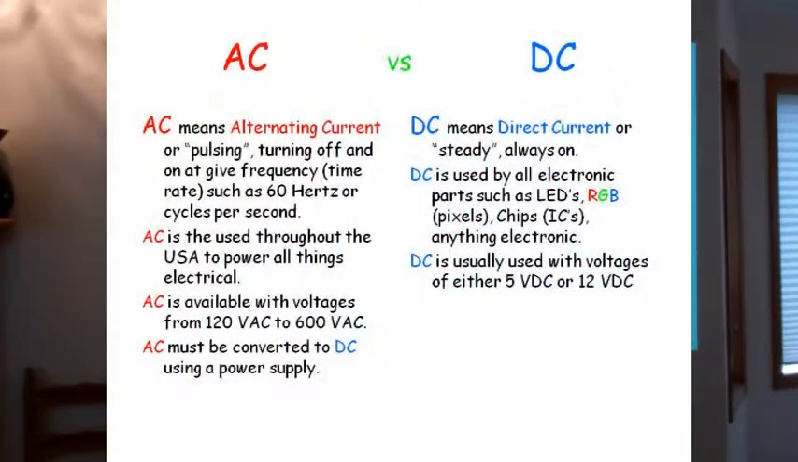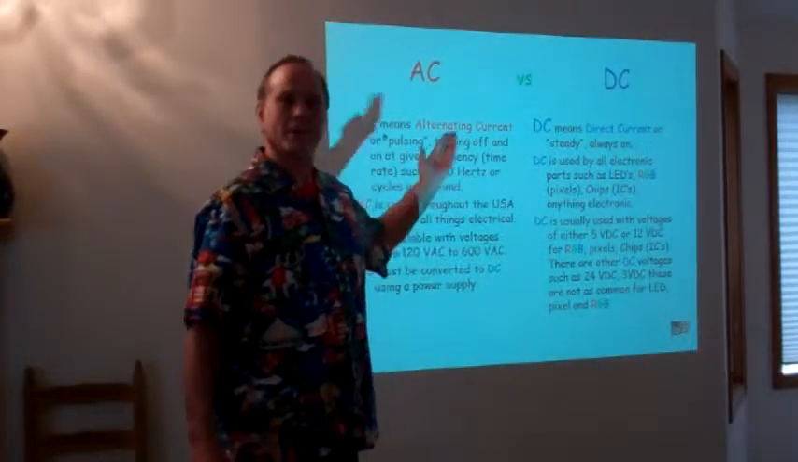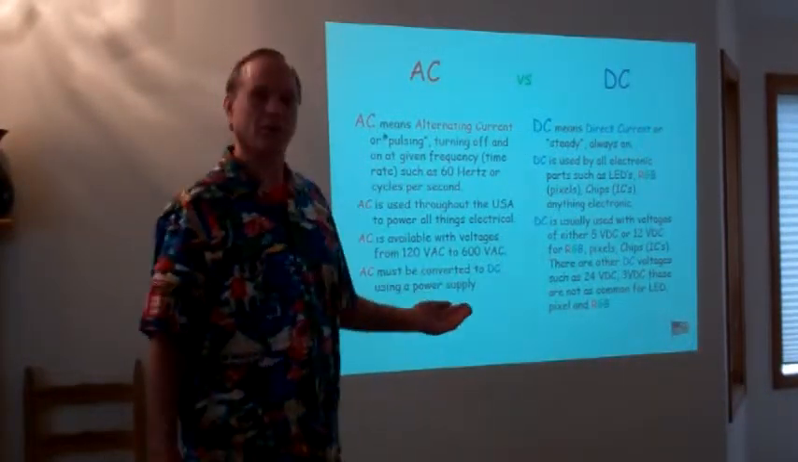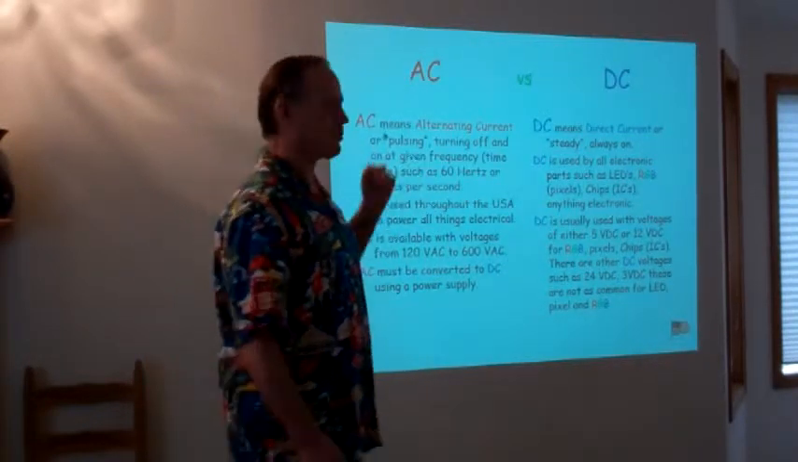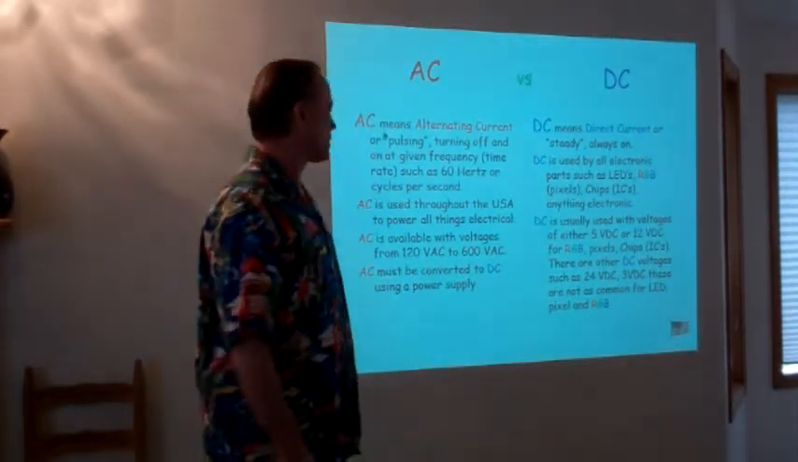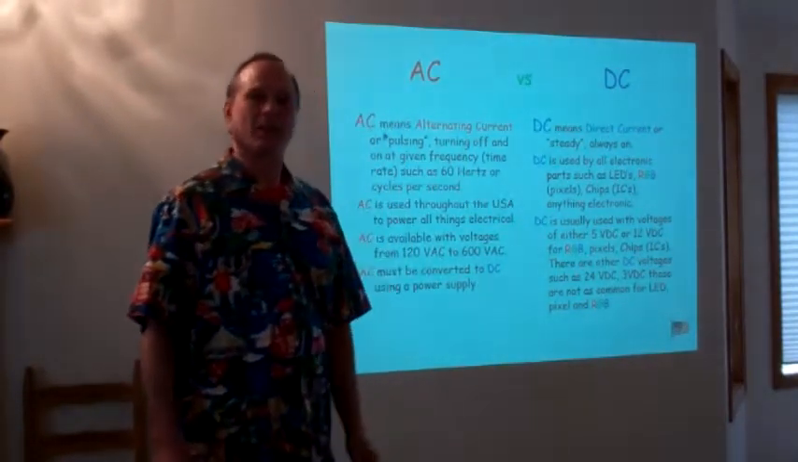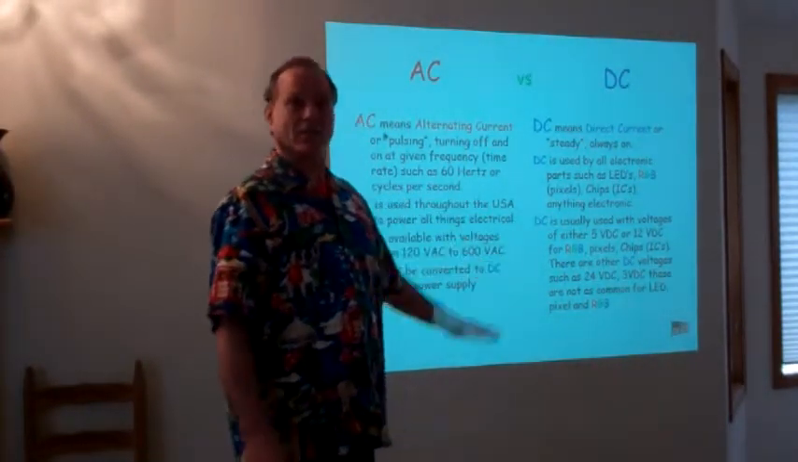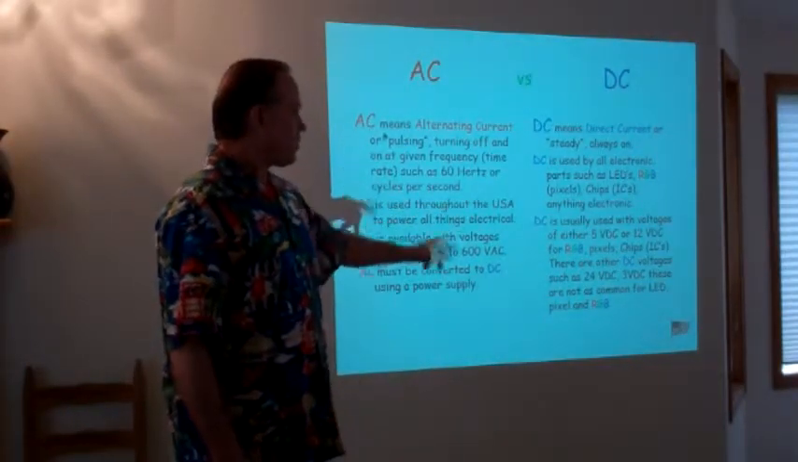DC, as I said before, is direct current, meaning it's steady, always on. It does not change, does not go on and off, doesn't change in its operation. DC is usually used by almost all forms of electronic devices that we have. Especially for our LEDs and RGBs, I'm calling RGBs pixels because that's the term out there for it. It's also reminiscent of the old days of color television when they were talking about the screens. Pixels were what they talked about with the little illuminations that they were looking at. Chips, ICs, integrated circuits, and virtually anything that's electronic. DC is usually used with the voltages.